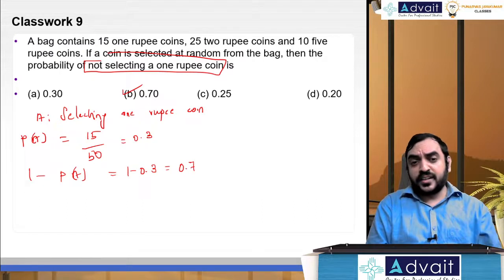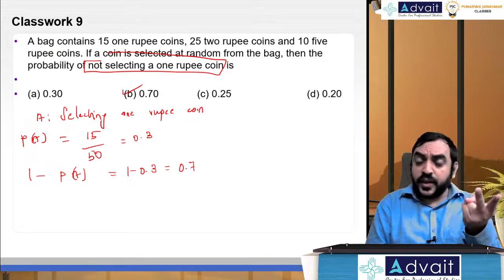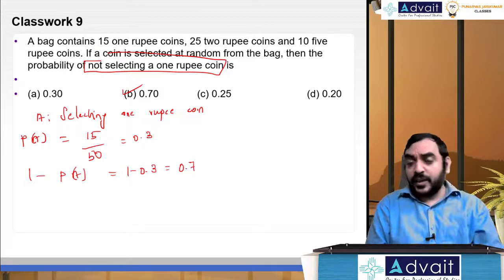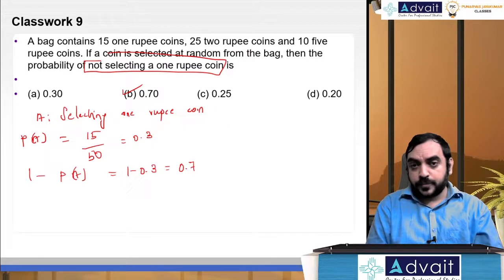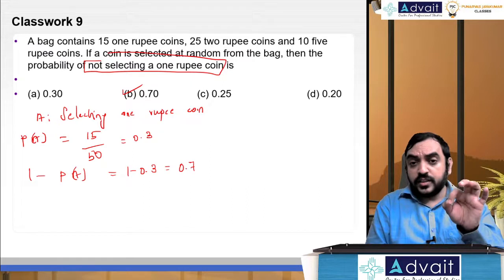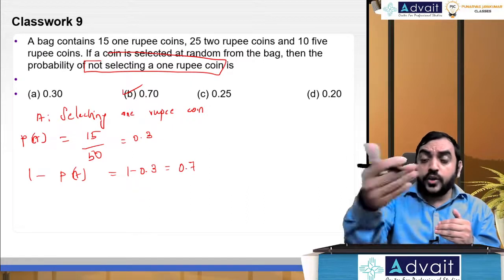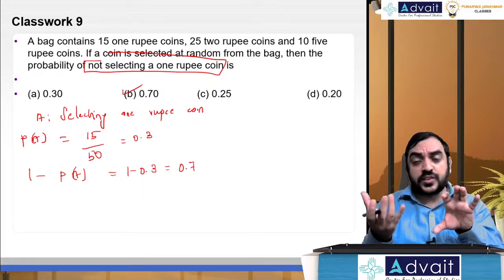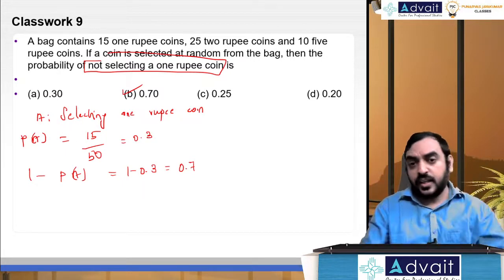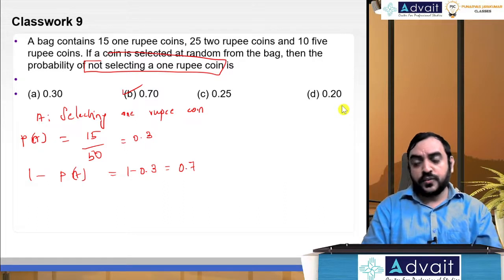You can also do one more method. What is one more method? You don't want 1 rupee coins. It can be a 2 rupee coin or it can be a 5 rupee coin. Or means we are going to do addition. So 25 2 rupee coins that we can select, or plus, you can select 10 5 rupee coins. So 25 plus 10, 35 by 50. That also will give you 0.7.